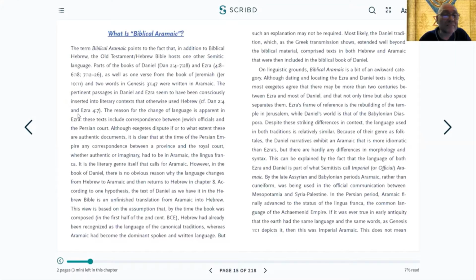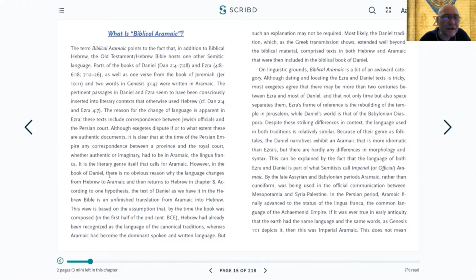Okay. It gives Daniel 2:4 and Ezra 4:7. The reason for the change of language is apparent in Ezra. These texts include correspondence between Jewish officials and the Persian court. Although exegetes dispute if or to what extent these are authentic documents, it is clear that at the time of the Persian Empire, and don't you just love these exegetes out there who dispute whether this is real? Oh, anyway, don't get me started. It is clear that at the time of the Persian Empire, any correspondence between a province and a royal court, whether authentic or imaginary, had to be in Aramaic, the lingua franca. It is the literary genre, I think, itself that calls for Aramaic.